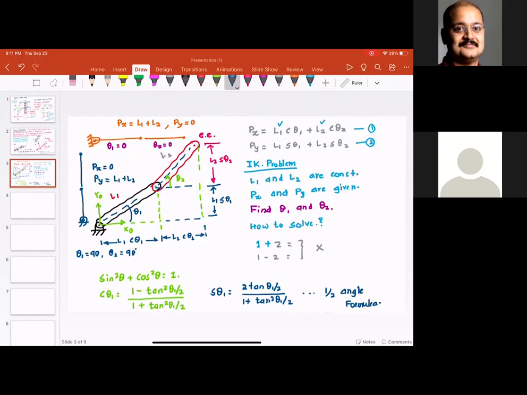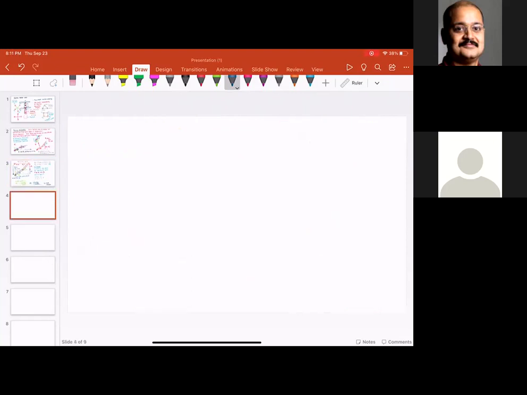So what we can do, if you square and back substitute, you will realize that it may actually be more complicated. So let's do this. Let me work out this problem. I'm going to rewrite the equation something like this. L1 cosine theta 1 is equal to px minus L2 cosine theta 2, and then I'm going to look at the second equation. L1 sine theta 1 is equal to py minus L2 sine theta 2. So equation 1 and equation 2 are represented something like this. So this becomes my equation 3, and this becomes my equation 4.